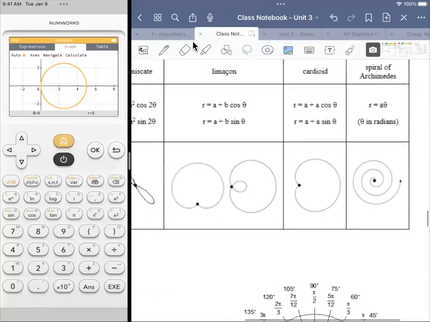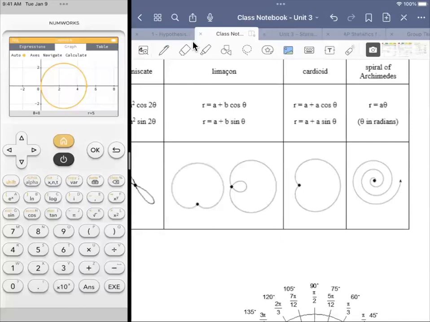All right. So you look at the structure of the equations between the limaçon and the cardioid, and you see that there isn't a whole heck of a lot of difference. If the coefficients are the same, it's a cardioid. If they're different, it's a limaçon. All right. And then, of course, you have the spiral of Archimedes.